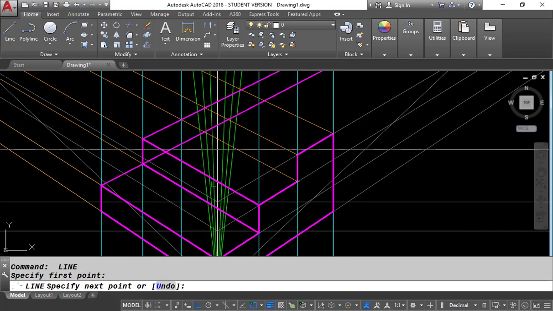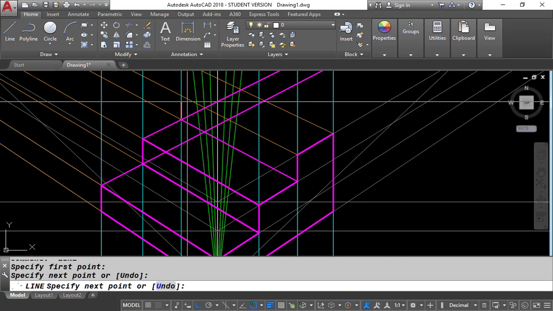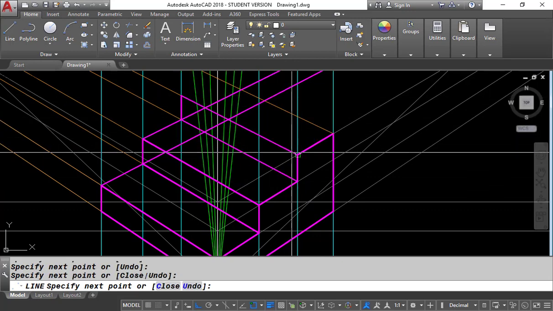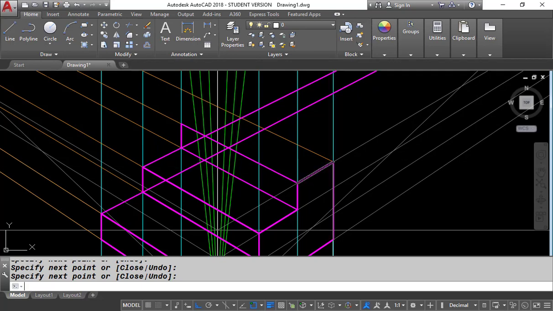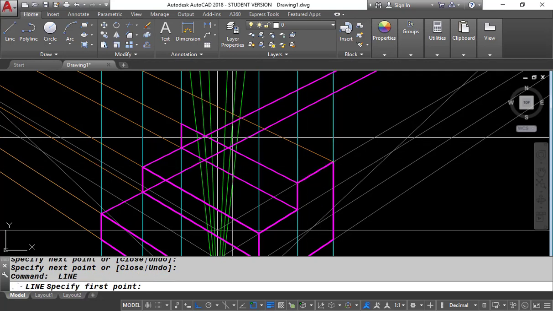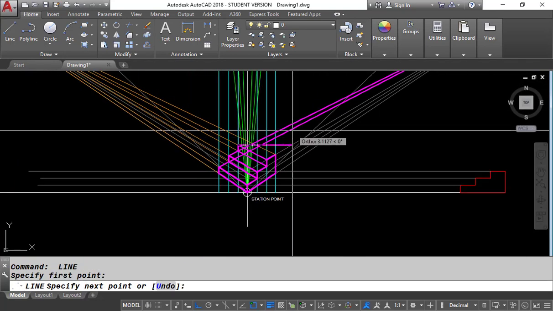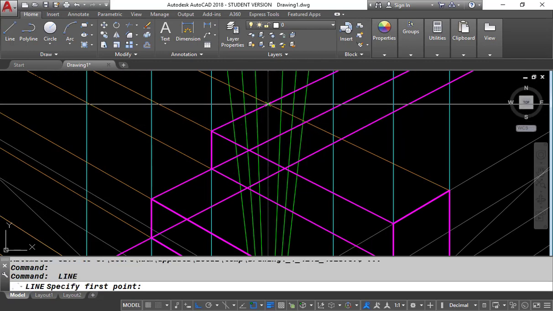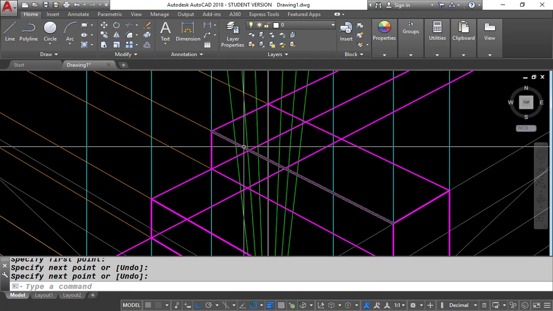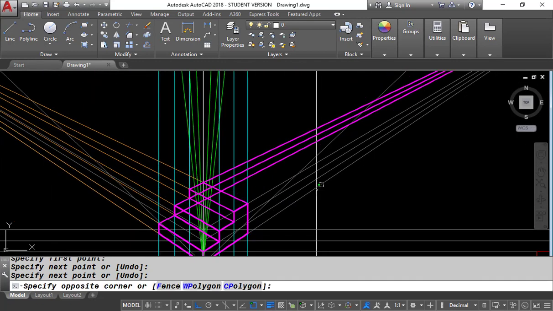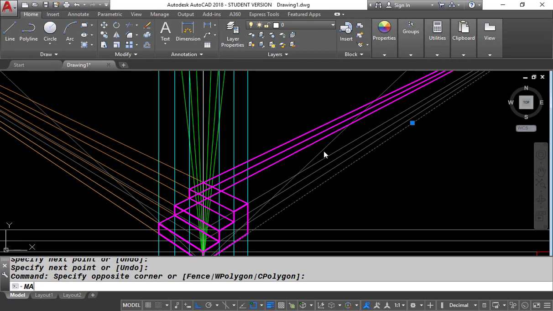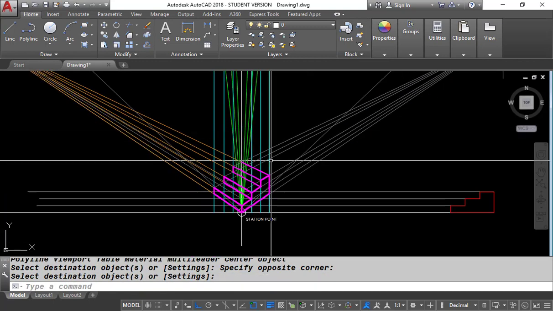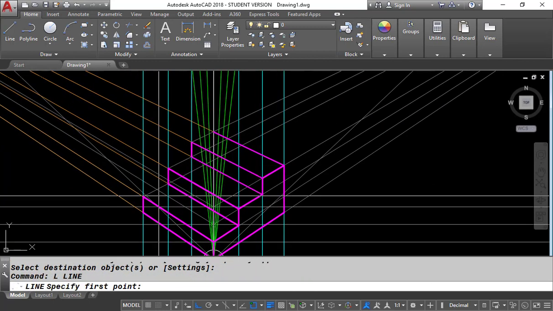Similarly from this point to this point, vertical intersection, and lastly this point to this point, and this point to this point. So this is how our staircase is ready. So we will summarize how we can do this.